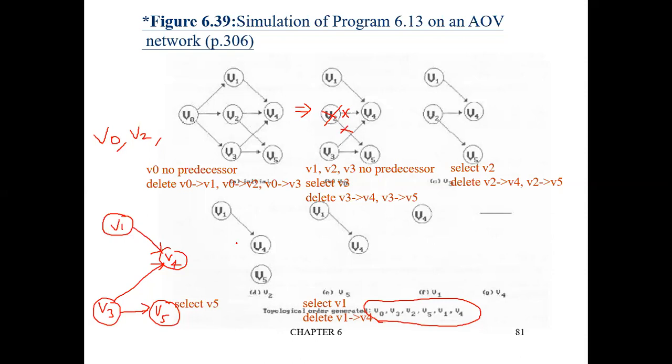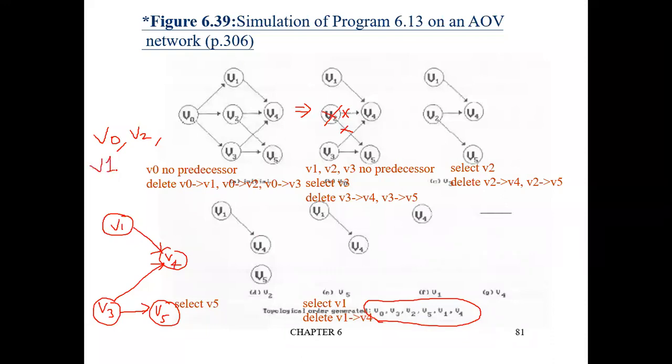how many vertices are there which have 0 in degree? 2. What are the vertices? V1 and V3. So now you can visit either V1 or V3. Let us assume that we are visiting V1.